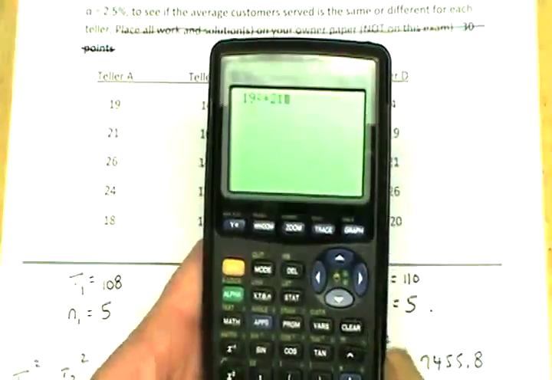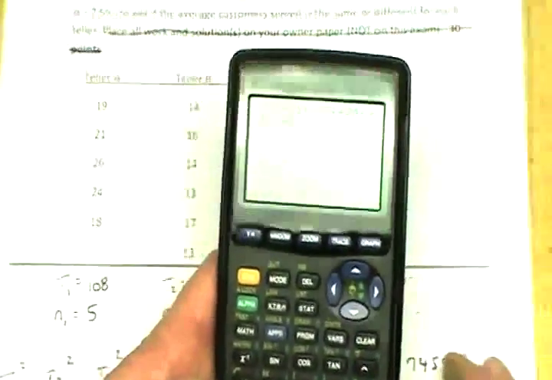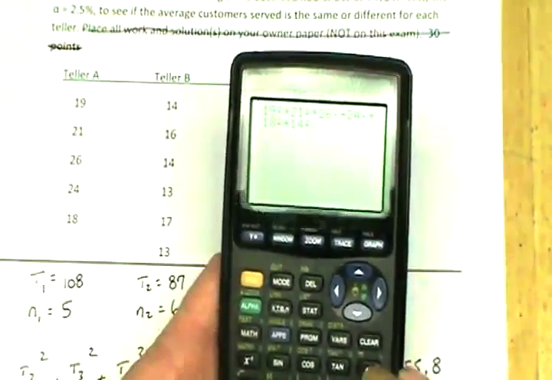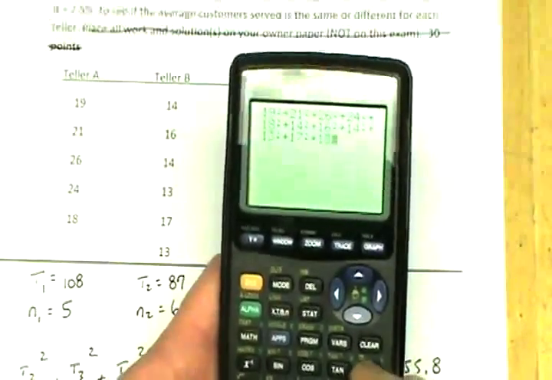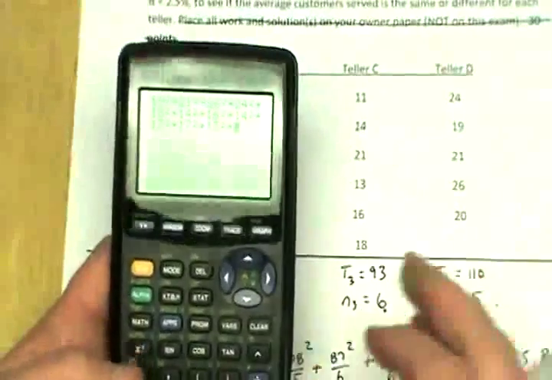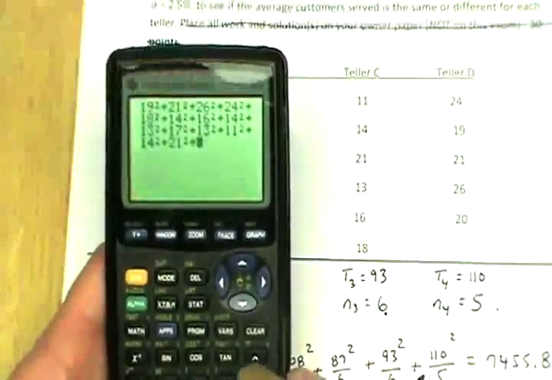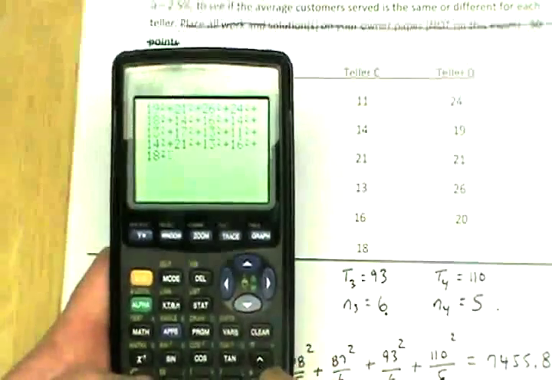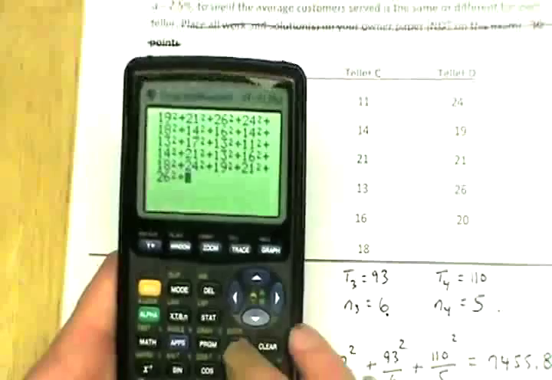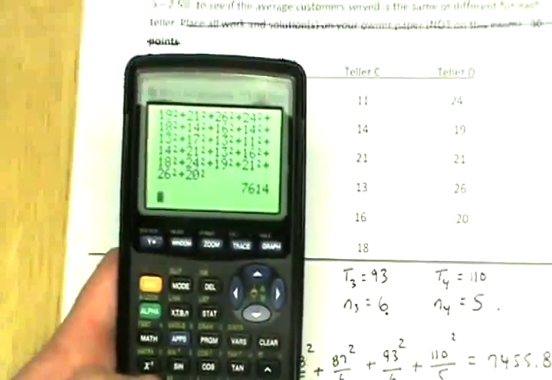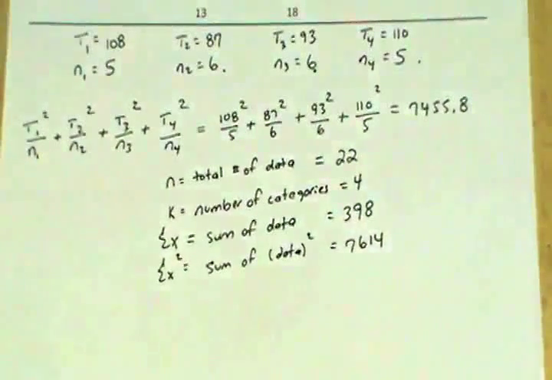19 squared plus 21 squared plus 26 squared plus 24 squared plus 18 squared plus 14 squared and 16 squared and 14 squared, 13 squared, 17 squared and 13 squared plus 11 squared and 14 squared and 21 squared, 13, 16 and 18 squared, 24 and 19 and 21 and 26 and 20 squared. Okay, we're getting back 7,614. All right, so there are the 5 items I need.